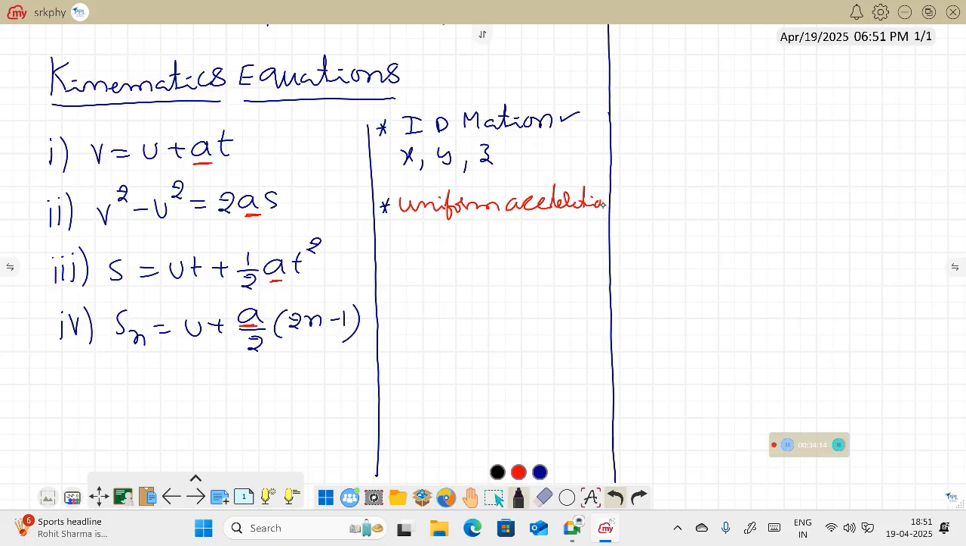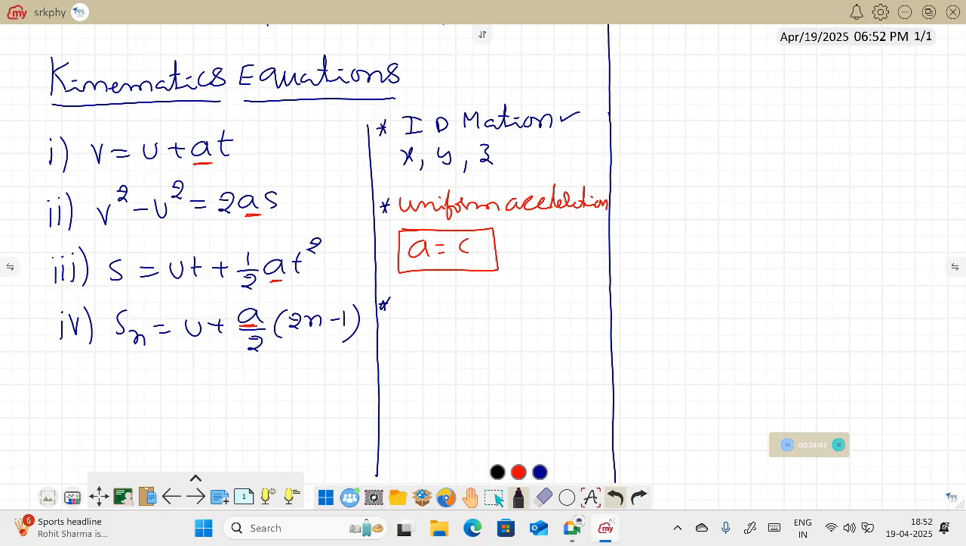So that means kinematic equations are applicable only for uniformly accelerated bodies. A is equal to constant is called uniform. If it is non-uniform, we are not going to apply these equations. We are going to use a higher level method, that is called integration and differentiation. That will come in the mains and advanced level in the intermediate.